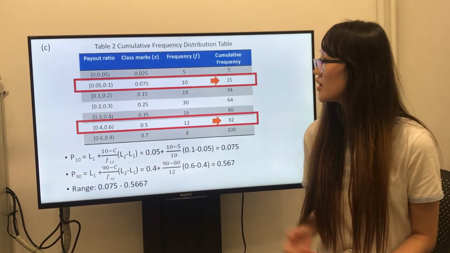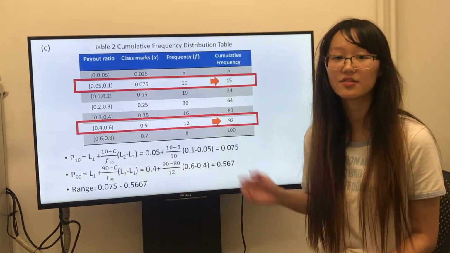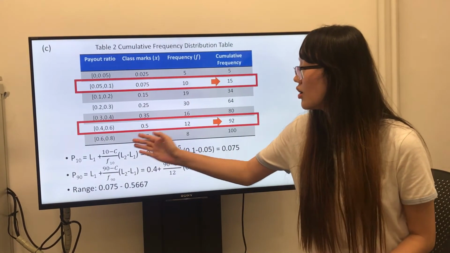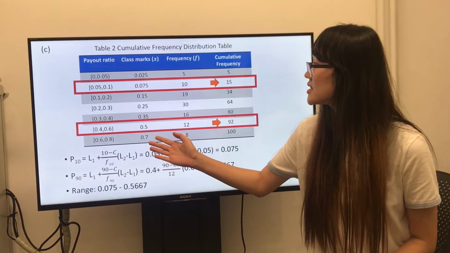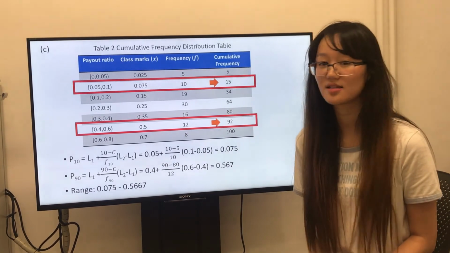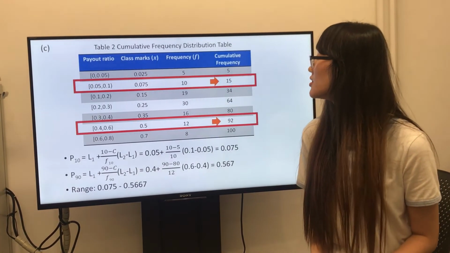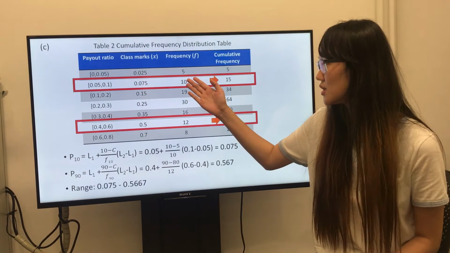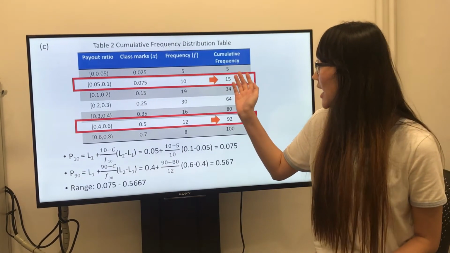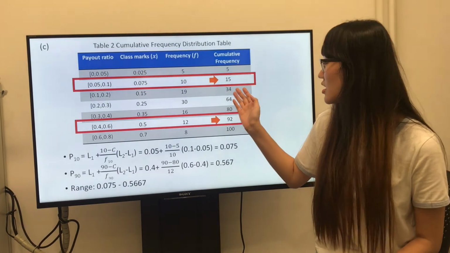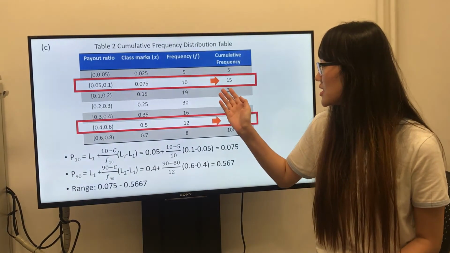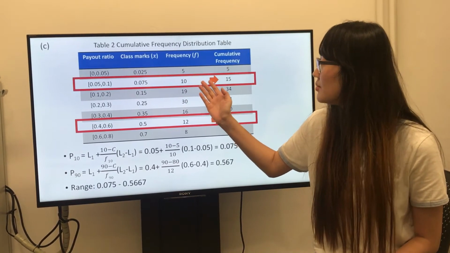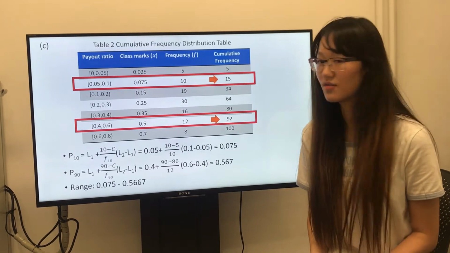To calculate it, we first need to construct a cumulative frequency distribution table. So you can see from here, the payout ratio is listed here as the classes, and the frequency is listed here. It's the same as the last question. But for calculating the cumulative frequency, we need to add up all the frequencies before and in the class. For example, to calculate 34, we need to add up all the frequencies before this class and in this class, which is 5 plus 10 plus 19, which equals 34.